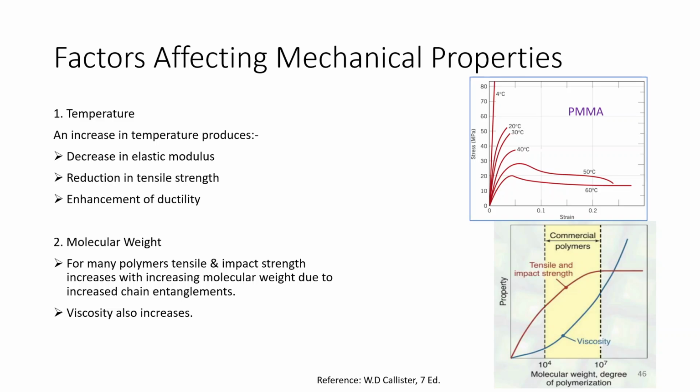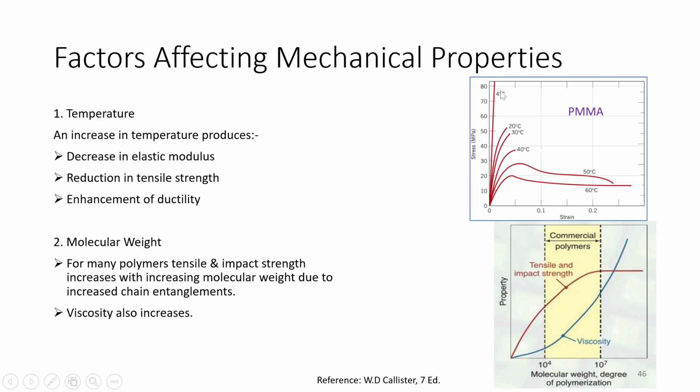Next is factors affecting mechanical properties. First you have temperature. An increase in temperature produces a decrease in elastic modulus and also a reduction in tensile strength. So if you keep on increasing temperature, it can decrease elastic modulus, the first and foremost impact, which is also seen in the case of metals as well.